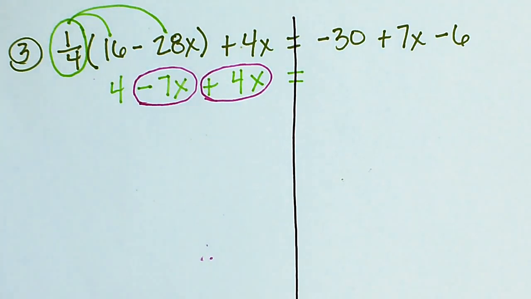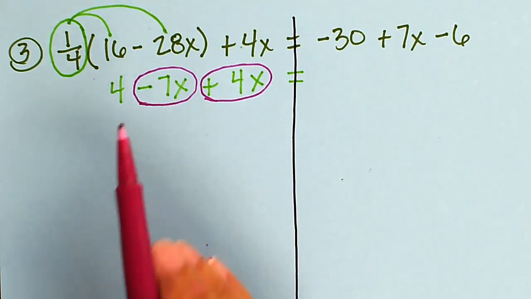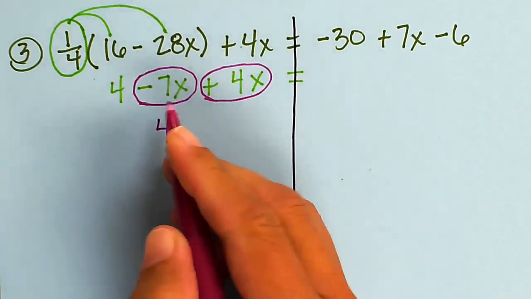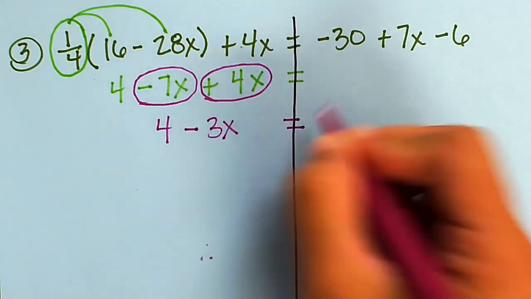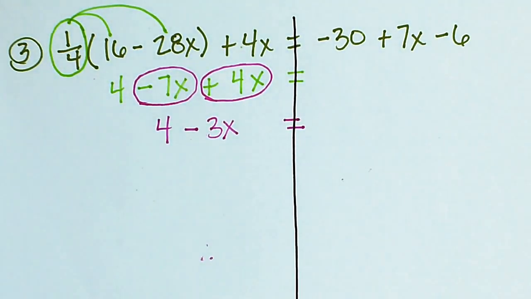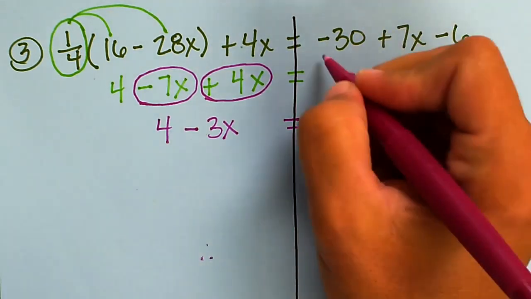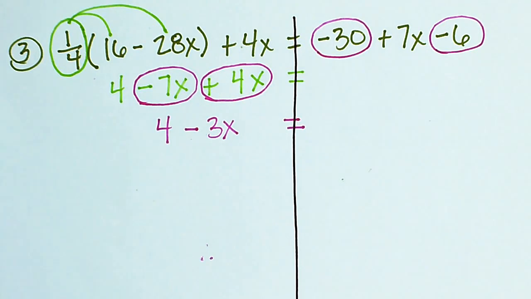Notice when I pull my like terms, or when I mark them, I include the sign in front of the term. That always is the case. So I'm actually doing negative 7x plus 4x, okay? I still have my 4 out here. Negative 7x plus 4x is negative 3x. Now I feel comfortable that this side of the equal sign is simplified. All right, so now I go to the right side. Anything I can simplify over here? Again, I see like terms. Negative 30 minus 6. Those are both constants.